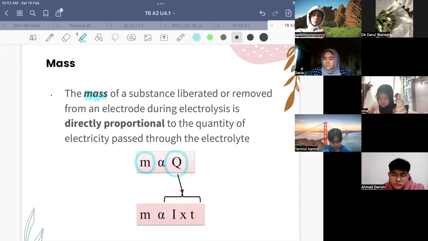Usually if we talk about gases, we don't refer to its mass, we refer to its volume. Masses are usually for solids.